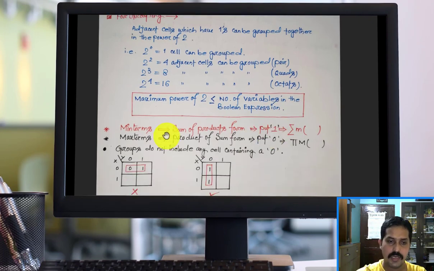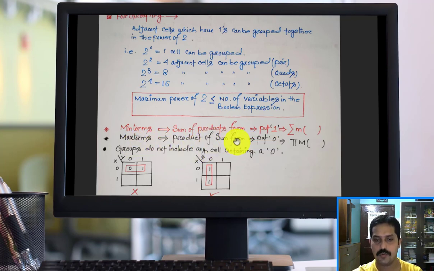Now we already know what min terms are. Min terms means sum of product forms, and in the case of sum of product forms we use 1, and for max terms we use 0, which is product of sum forms. Sum of product form is represented by summation of small m, and product of sum form is represented by the product sign, capital M. Here will be the expression.